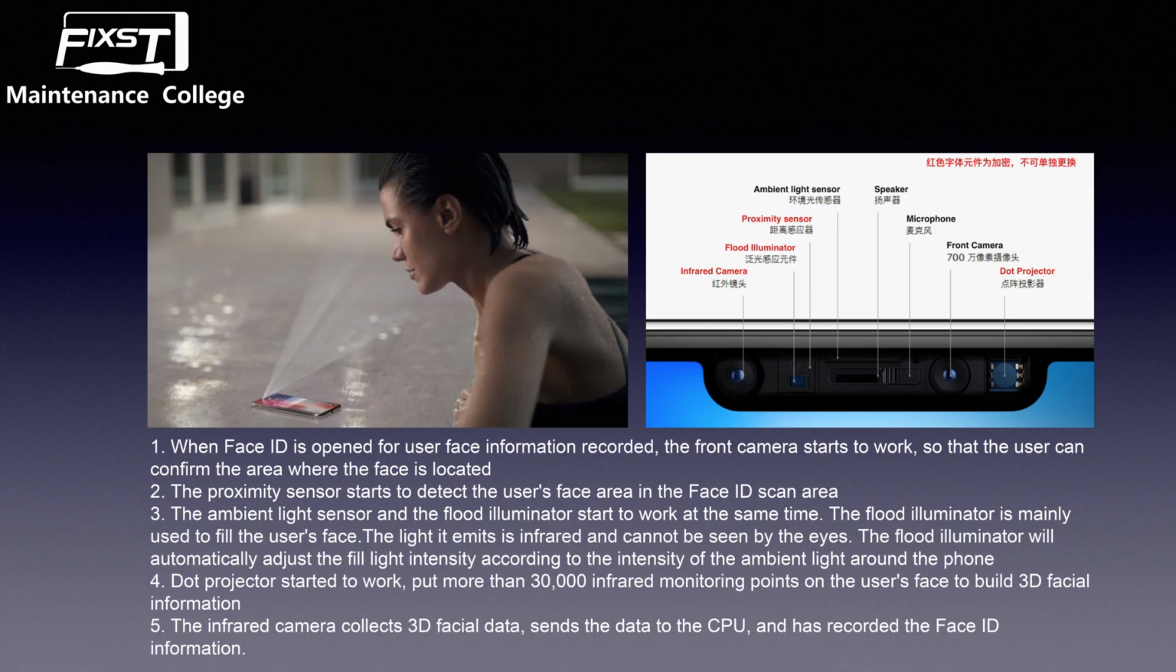And number 5, the IR camera captures the 3D physical data and sends this data to the CPU, which has recorded the Face ID information. This is how Face ID works to record the face information.